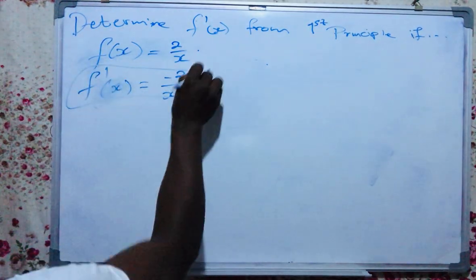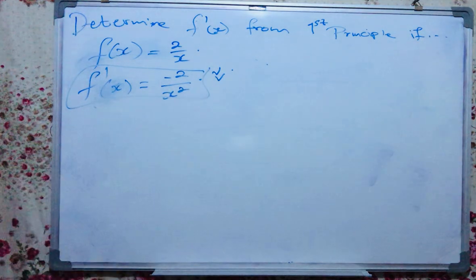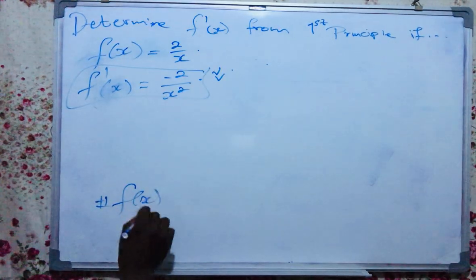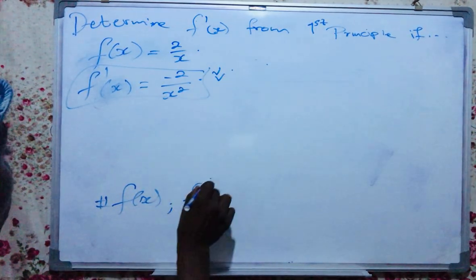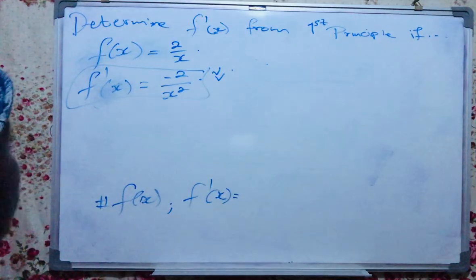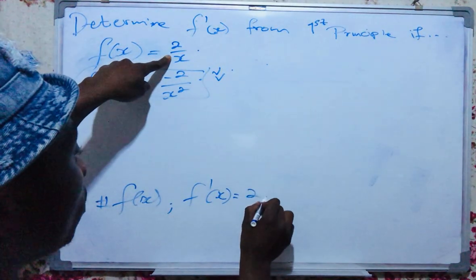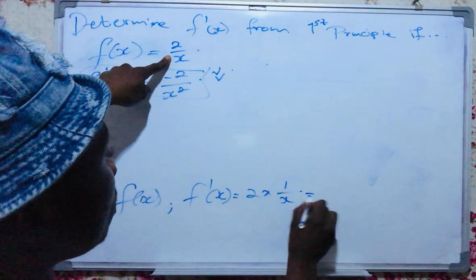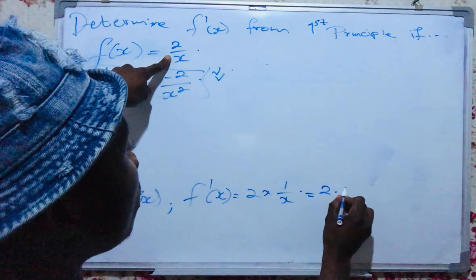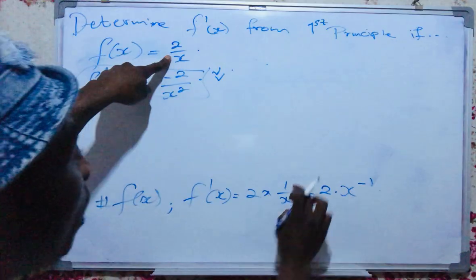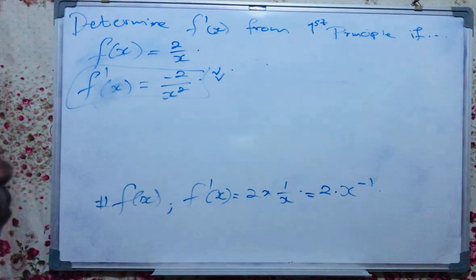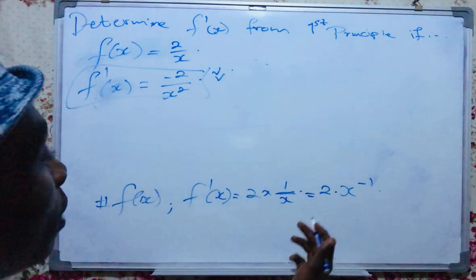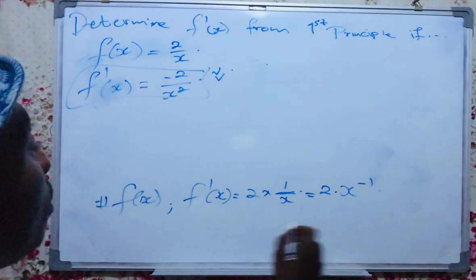So we want to use a different method to find this. For f of x, f prime of x would be 2 multiplied by 1 over x. But what is 1 over x? This will be 2 multiplied by x to the power of minus 1. I just used one of the exponential laws, if you still remember.